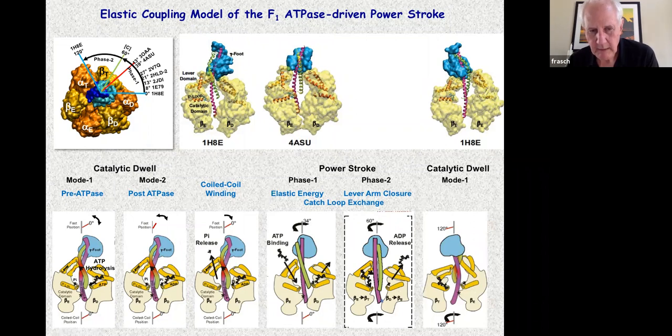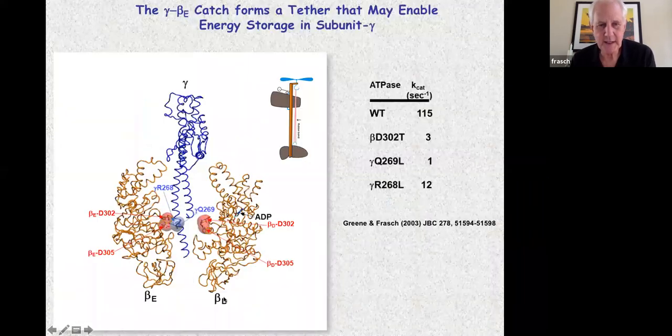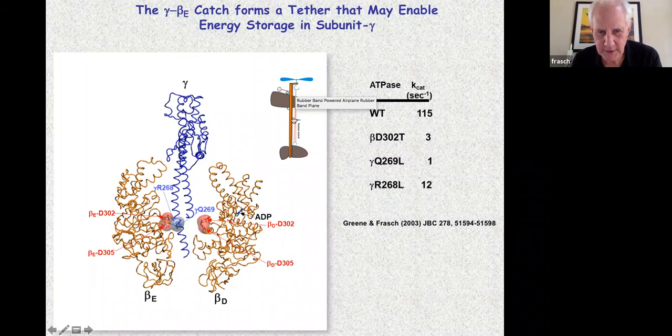dwell. Now, in order to make this work, in order to store energy, if this really is the gamma subunit being twisted, you've got to have something that tethers it down here. Because again, the good analogy is this rubber band airplane. In order to store the energy, so that after you twist it, you let go of the propeller and it starts to spin, you have to have an anchor here.